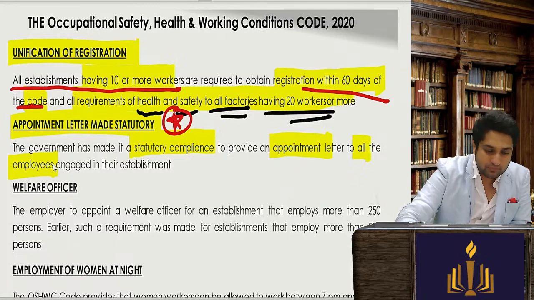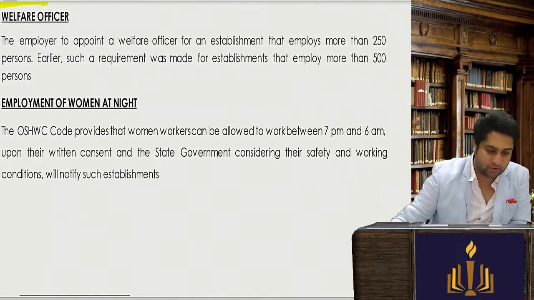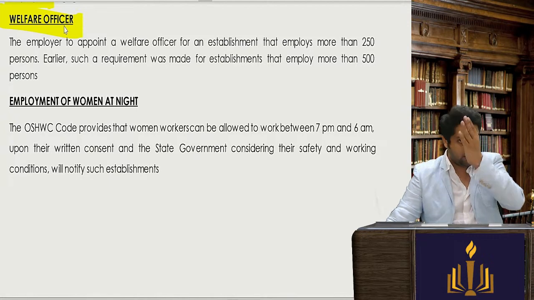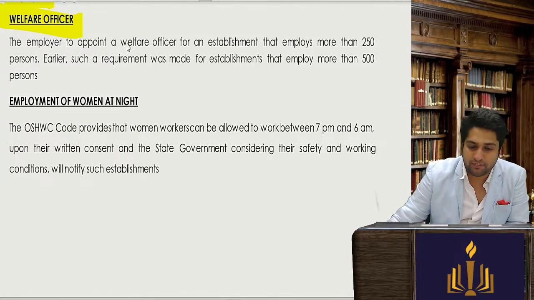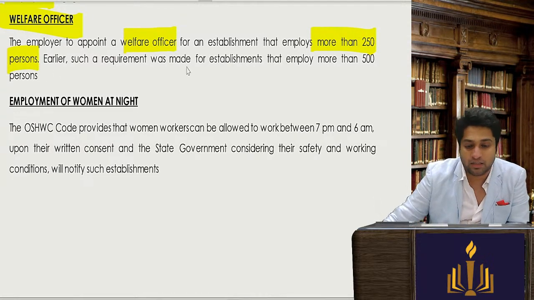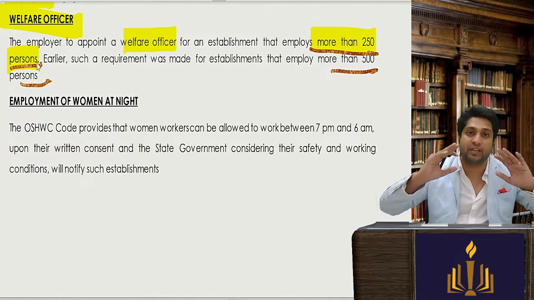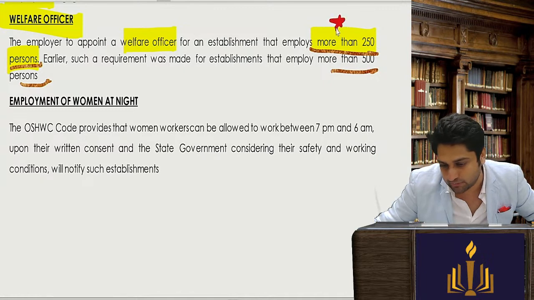Okay. Next, they have said a welfare officer should be there, who will think about the welfare and whatever issues the employees are having, and how we can help them have a better standard of living. The employer must appoint a welfare officer for establishments of more than 250 persons. Earlier, such a requirement applied only when there were 500 or more. Now the limit has been reduced and you have to employ one at 250 or more. So very, very important change, please note it down.